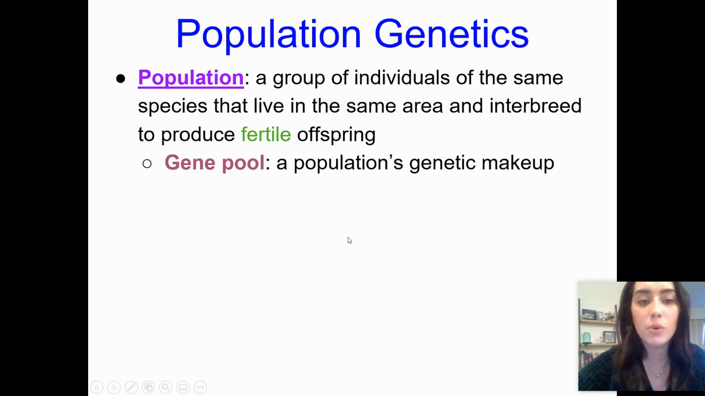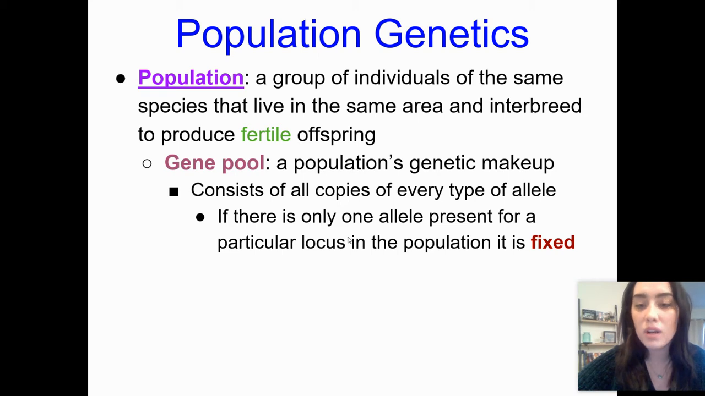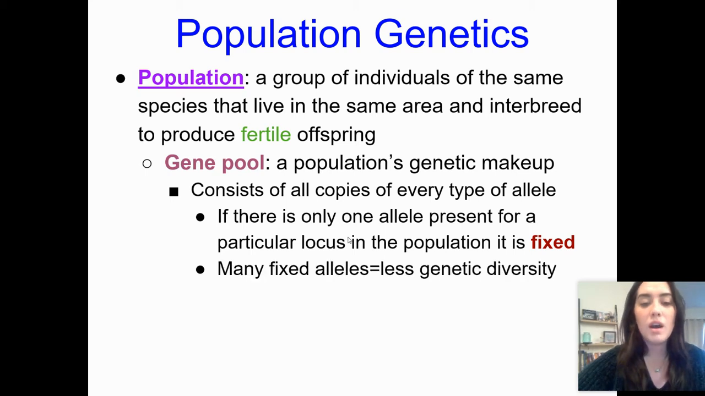And then a gene pool is, within that population, all of the different alleles that are possible and that are present in that specific area within those species. So it consists of all the copies of every type of allele. And if there's only one allele present for a particular locus in the population, then that means it's fixed. And then if there are many fixed alleles, that means there's less genetic diversity. Okay.